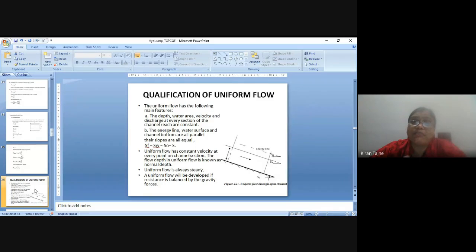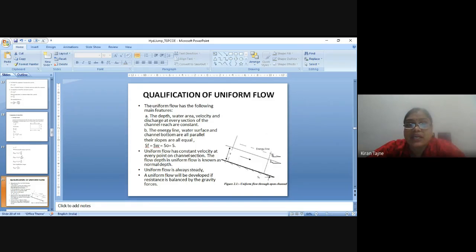What should be the qualification of uniform flow if we have to study the open channel? So the criteria for uniform flow must be known. Clear? So the uniform flow has two main features: the depth, water area, velocity, and discharge at every section of the channel are constant.